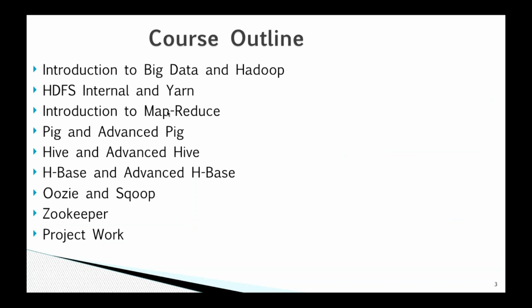Now the course outline, what we are going to discuss. In the whole course curriculum, we have the introduction to big data and Hadoop. We have HDFS, MapReduce, Pig, Hive, HBase, Oozie, Sqoop, Flume. So these are some of the Hadoop ecosystem components which we are going to discuss in this course.